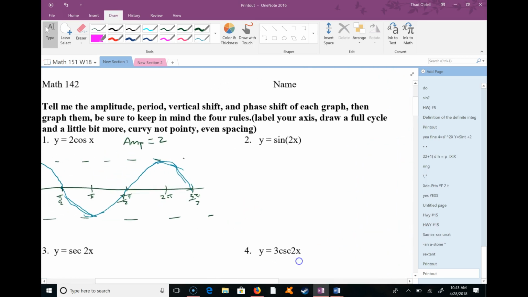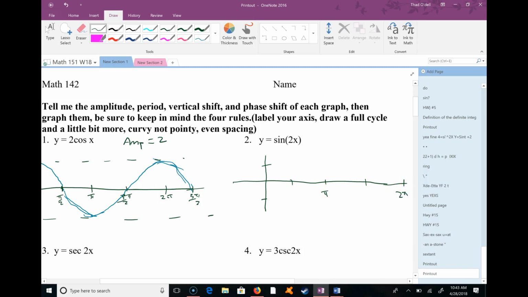Okay. Now how's this one different? Notice here the 2 is on the inside, and also this is a sine curve. So let's once again draw a little axis here. There's 1, there's 2, there's 1, 2, 3. So that's pi, that's 2 pi, etc.